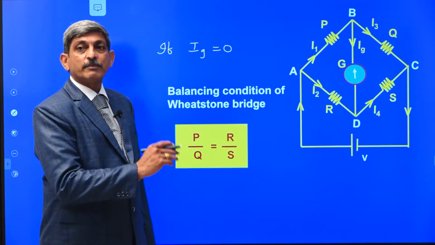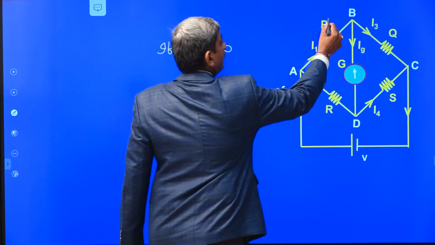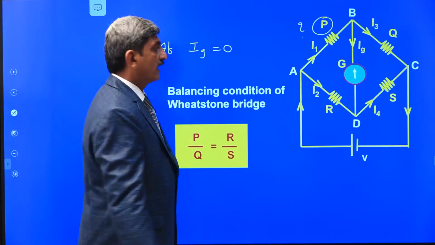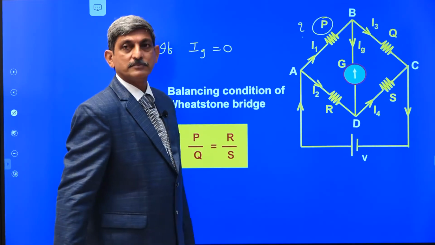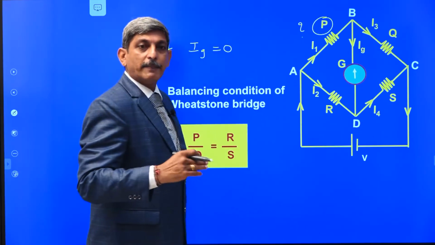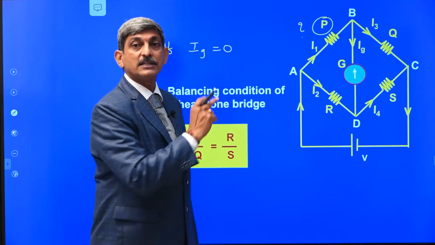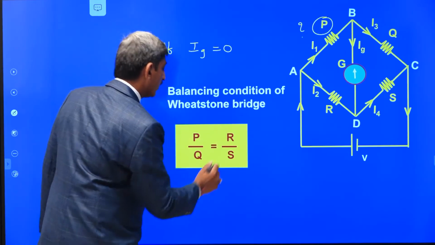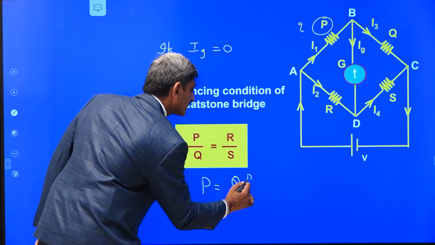If suppose we want to determine the unknown resistance value, what we have to do? Let us fix the unknown resistance in the AB arm, and let us place a standard resistance in the AD arm. By changing the resistance values Q and S, by the trial and error method, we have to adjust the Q value until the galvanometer shows 0 deflection. Then we can determine the unknown resistance value by using the formula P is equal to QR by S.